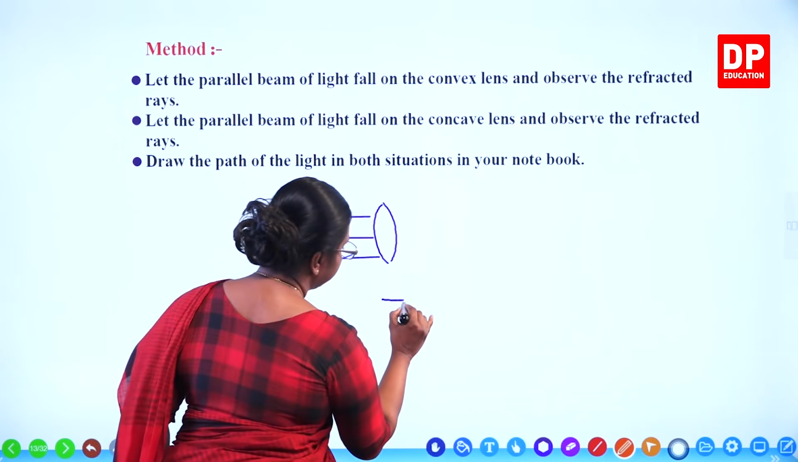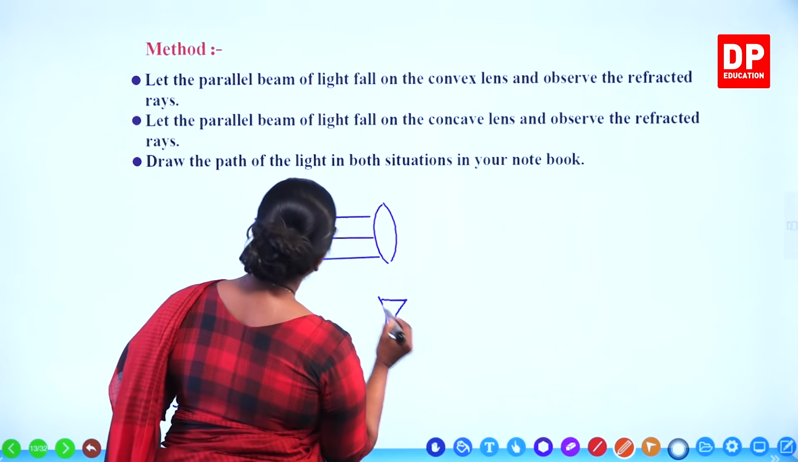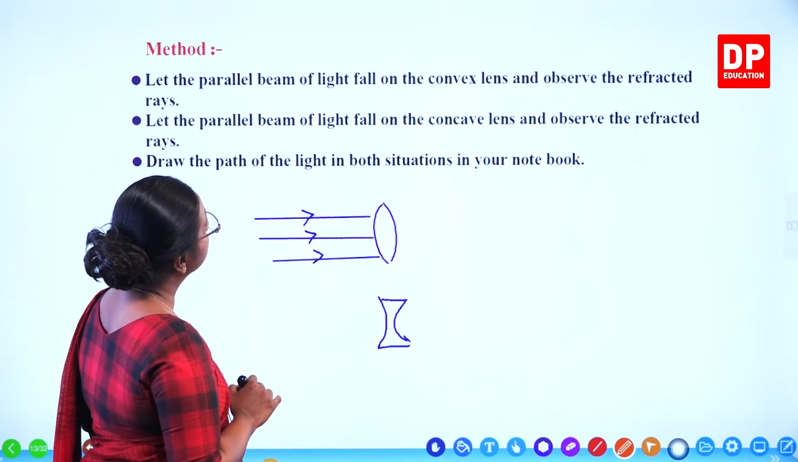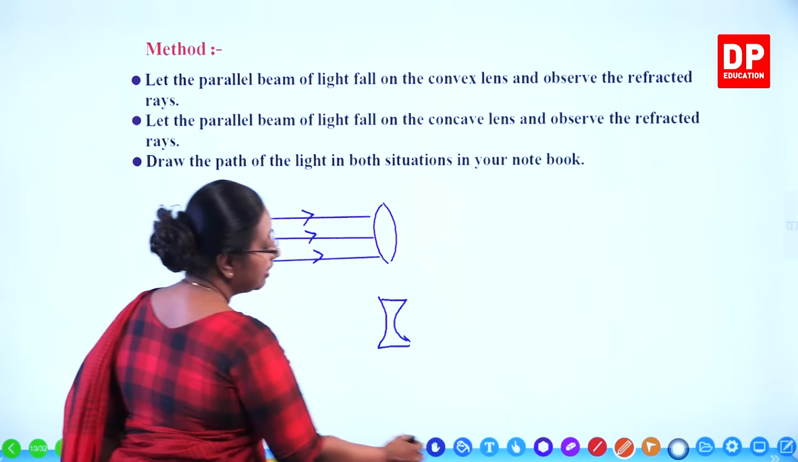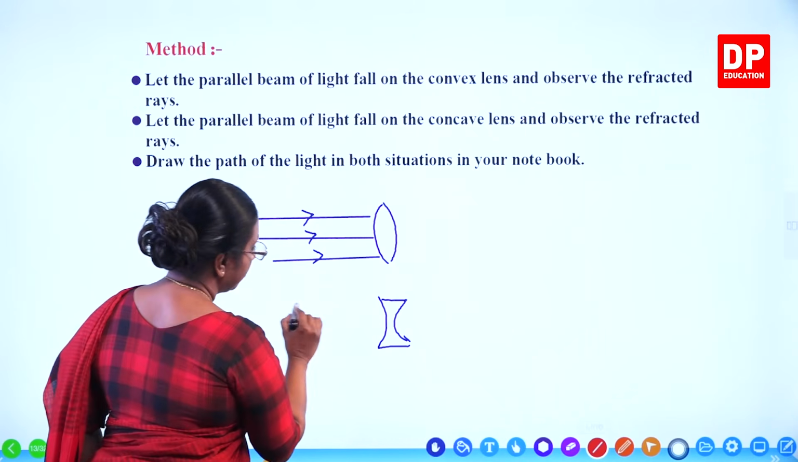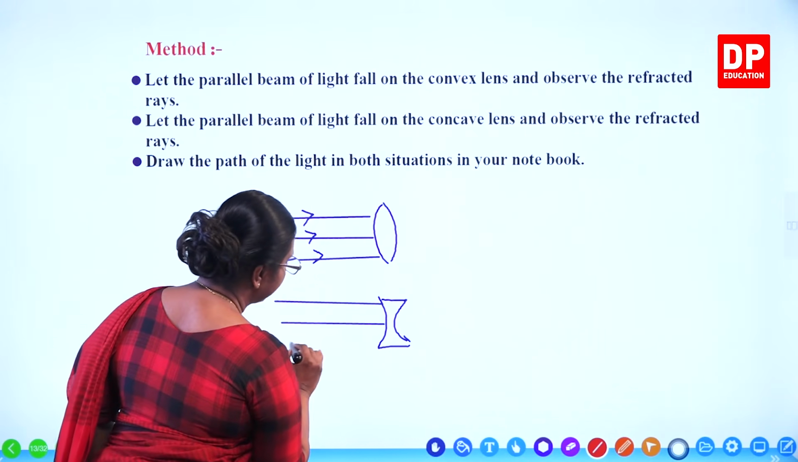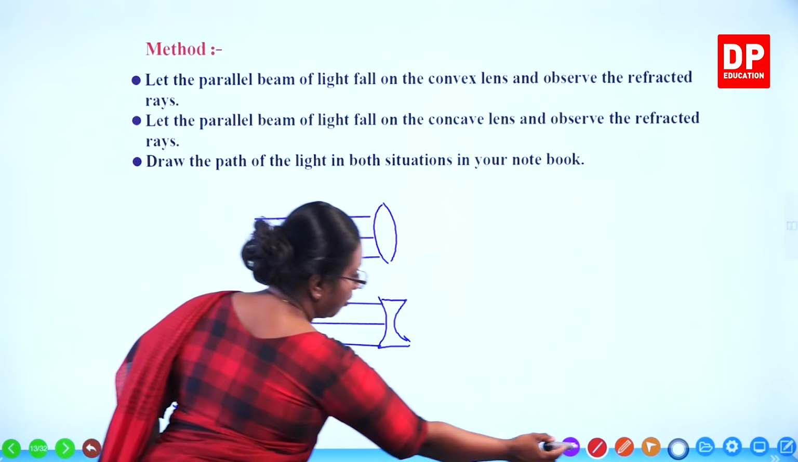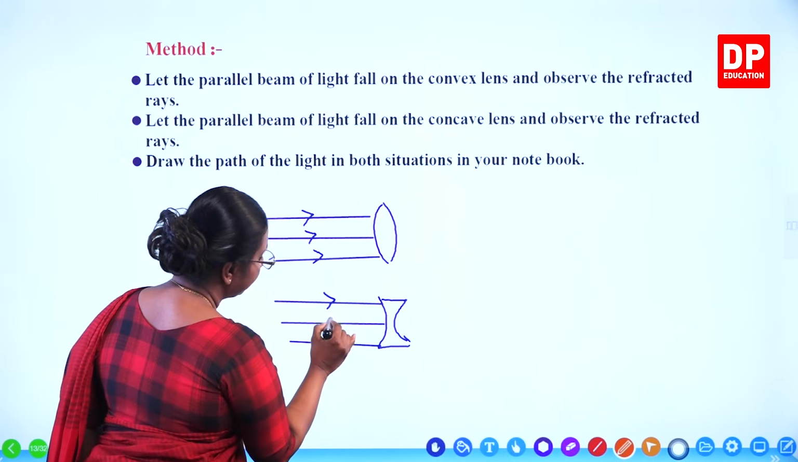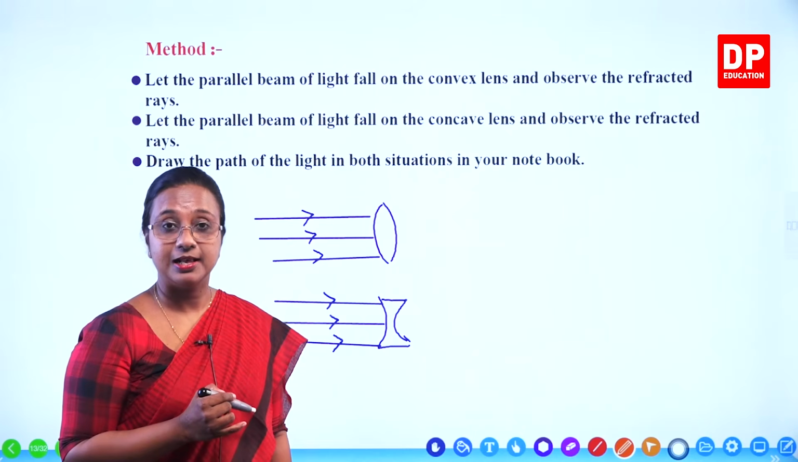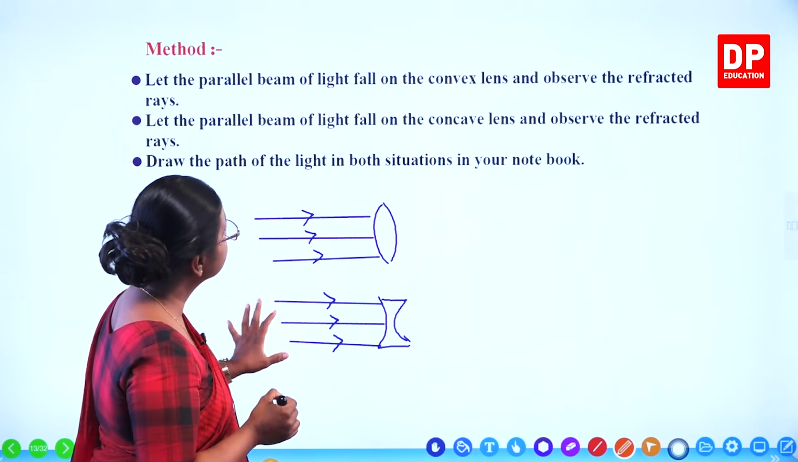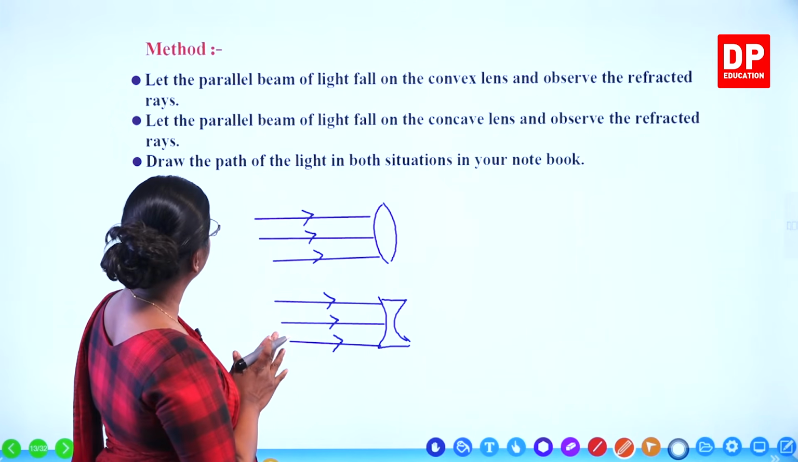The same way, you have the concave lens. Let the parallel beam of light fall on the concave lens and observe the refracted rays. So here also you will have the parallel beam of light fall on the concave lens and you observe what happens to that parallel beam. So that is a very simple activity.